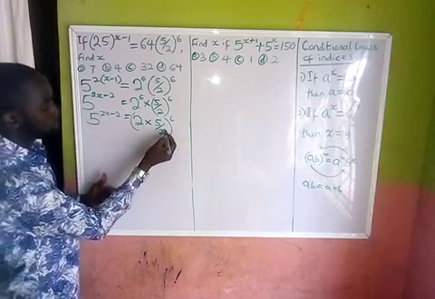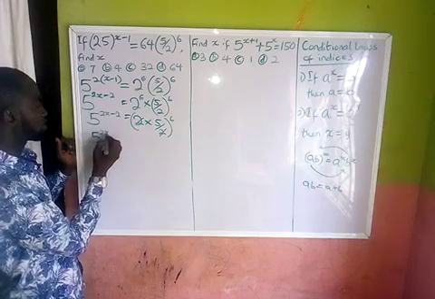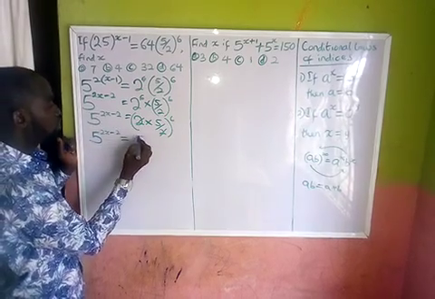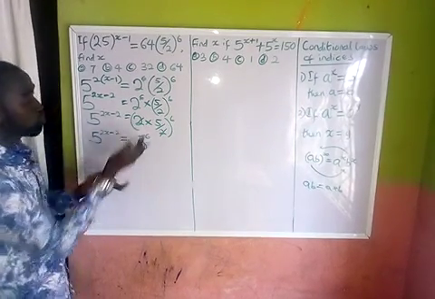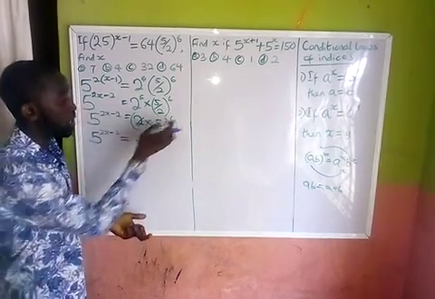Minus 2. So what happened? These 2 will cancel out these 2. We'll now be having 5 raised to the power 2x minus 2 equals 5 raised to the power what? 6, because we'll be left with only 5 here. These two will have cancelled these two out, so we have 5 raised to the power of 6.